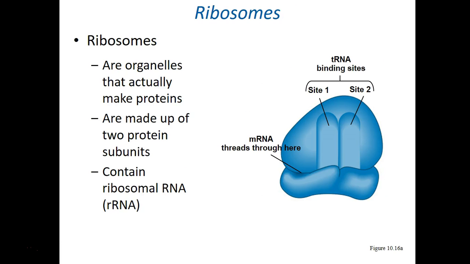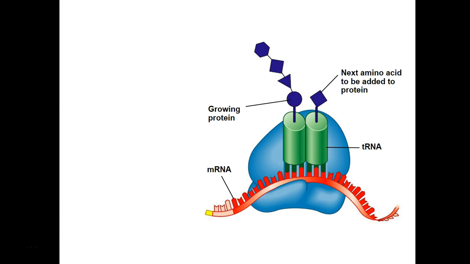You also need something called a ribosome. A ribosome is the small organelle that actually makes the proteins. So what will happen is the messenger RNA will thread through the ribosome like a string through a bead. And there are these 2 binding sites that then will take the amino acids off the top of the tRNAs and hook them up together.